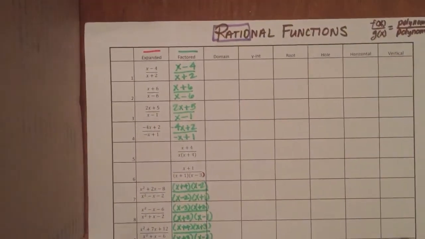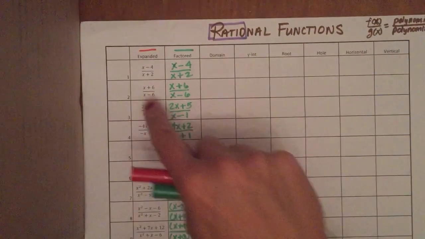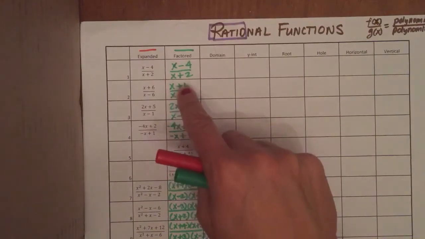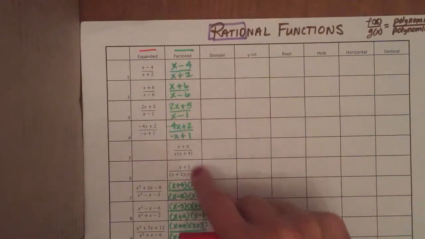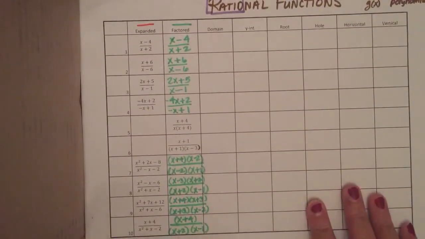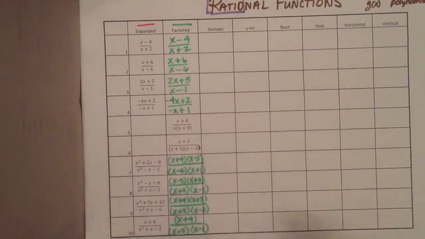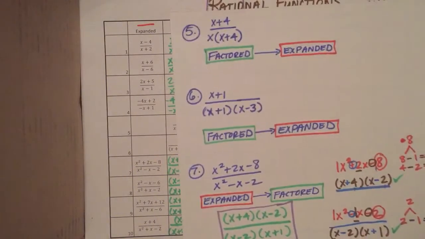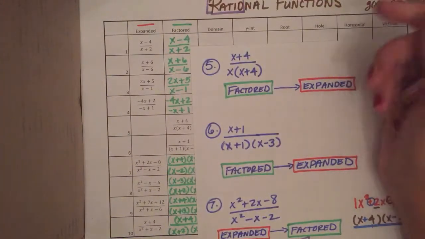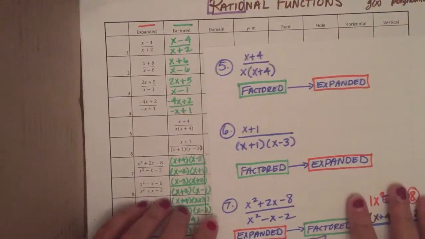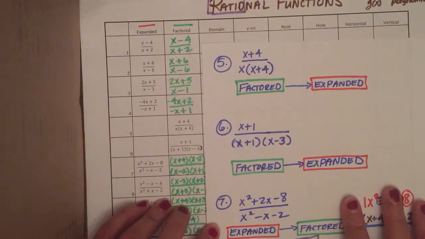Now, we just did rational functions where we converted from expanded to factored form, and now we're going to go backwards. So we're going to look at the two examples, number 5 and number 6, where we're given factored form and we have to actually convert back to expanded. And what you're going to do with these is just use FOIL or distribution to expand the factors that you're given.